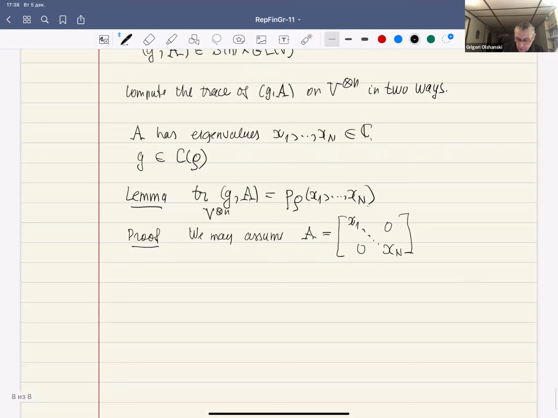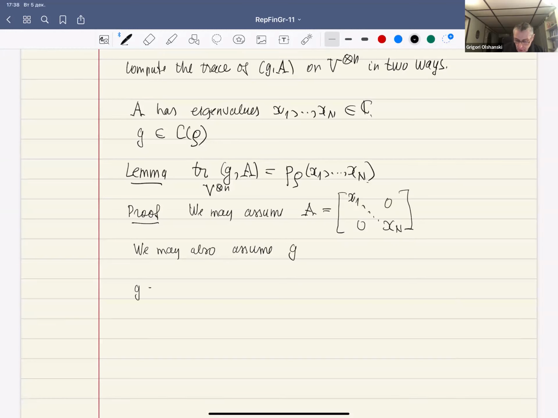And we may also assume that G takes some specific form. So G is one cycle of length ρ1. The next cycle starts from the next value and goes till this one.